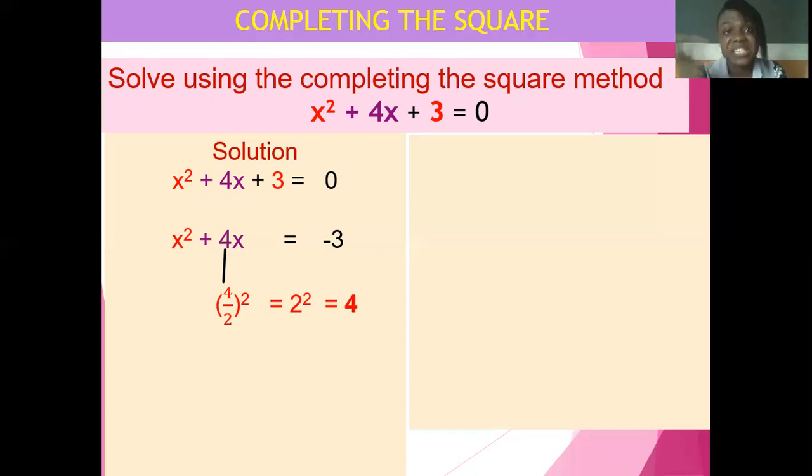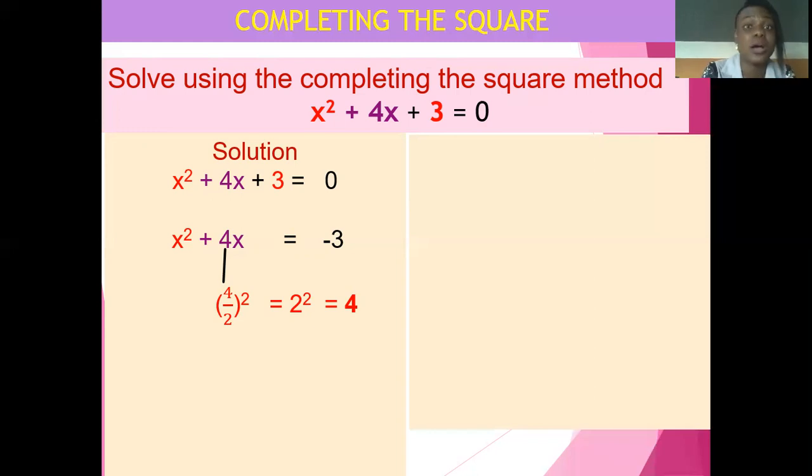Now, what are we going to do with this magic number? We're going to use it sensibly. We're going to apply it to both sides. We're going to add it to both sides. Balance is very important. So we're going to add this magic number to both sides.